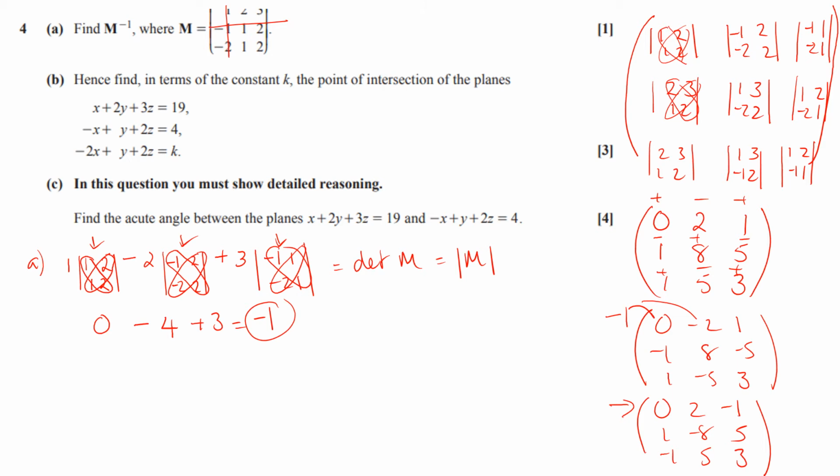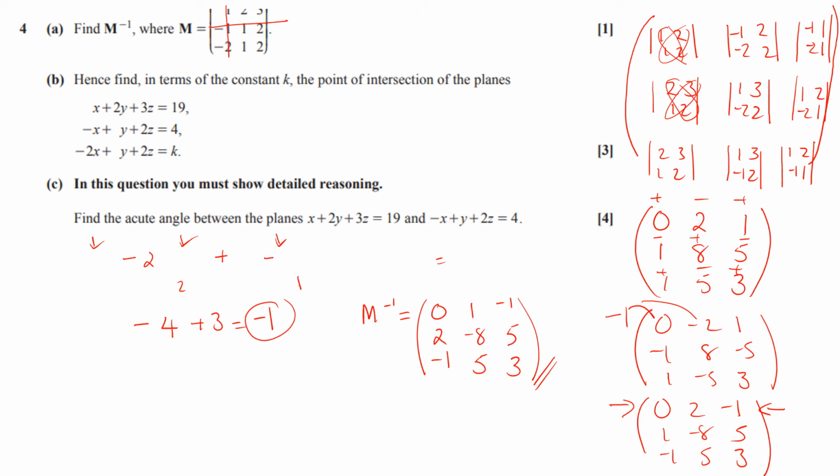So finally we can do M inverse is taking that 0, 2, minus 1 will now become the first column instead of the first row. 0, 2, minus 1. Next one will be 1, minus 8, 5, and then minus 1, 5, 3. And that is your inverse matrix. We'll just check. Yeah, that is the correct one. Right, so we'll get rid of these and we'll have a look at part B.